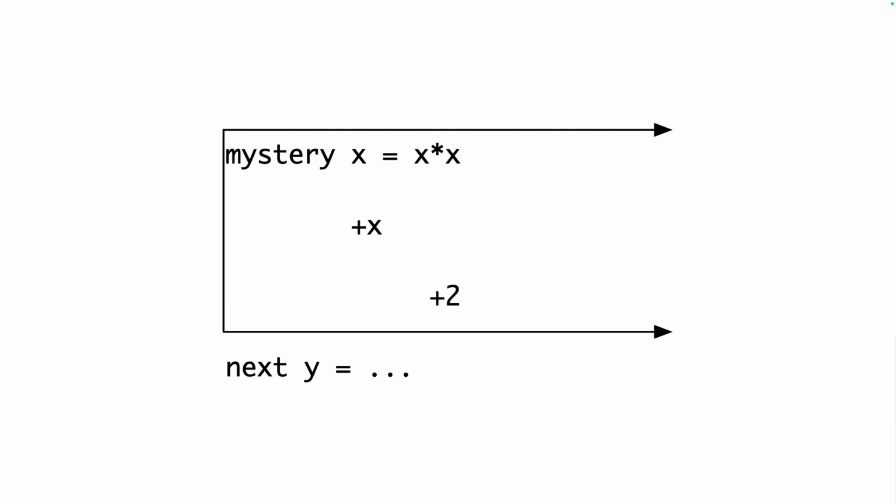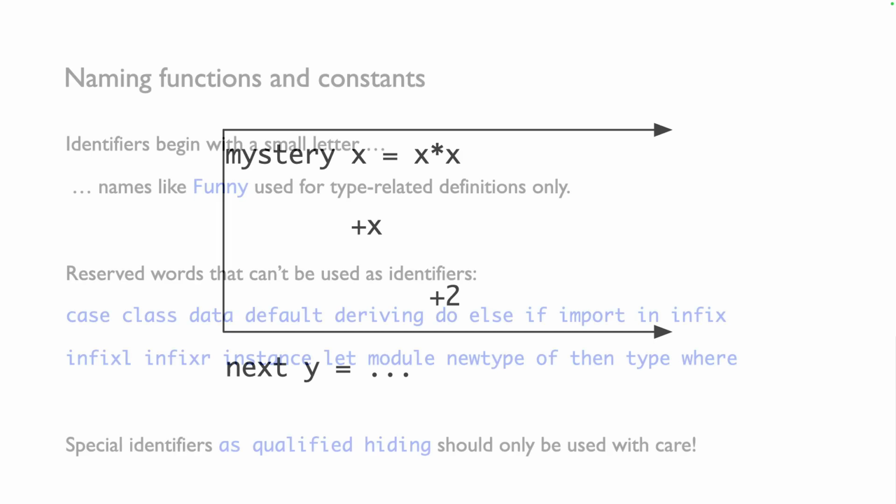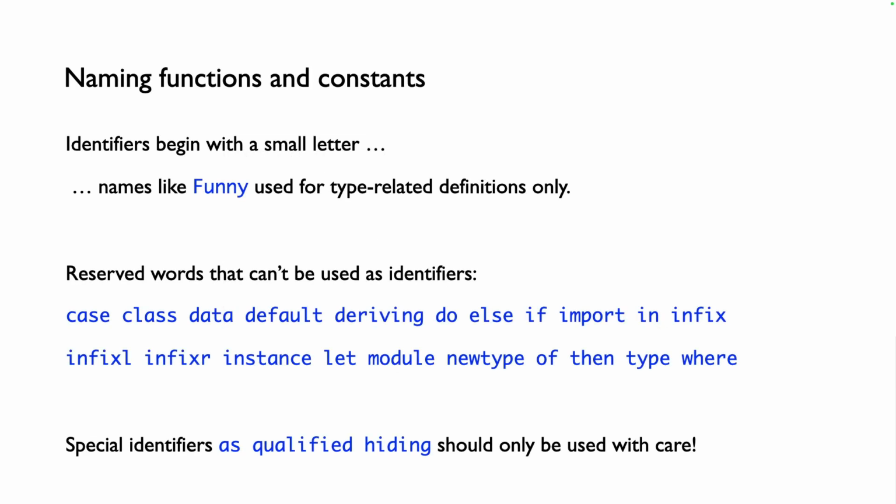Just before that, I wanted to say something else about naming functions and constants. I think perhaps it's been obvious that when we've written definitions in Haskell, we've begun the identifiers, the names of the functions, with a small letter. And that's because names that begin with a capital letter are used for type-related things. Names of types, names of constructors for types, and so on. So it's not been accidental that we've only used identifiers that begin with a small letter.